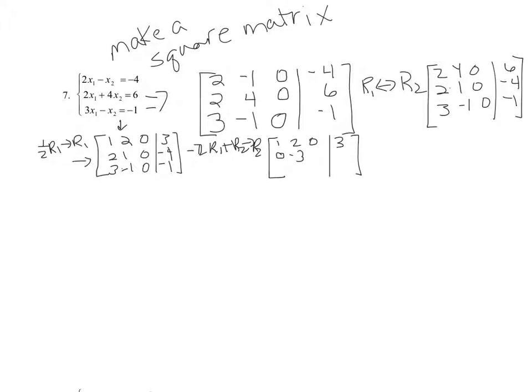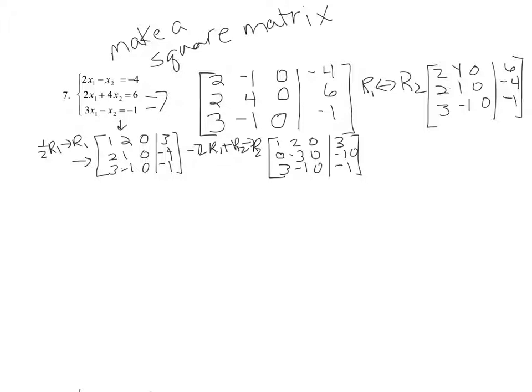Negative 2 times 0 is 0. 0 plus 0 is 0. And then to get my answer column, negative 2 times 3 is a negative 6. Negative 6 plus negative 4 is a negative 10. Bottom row has not changed.